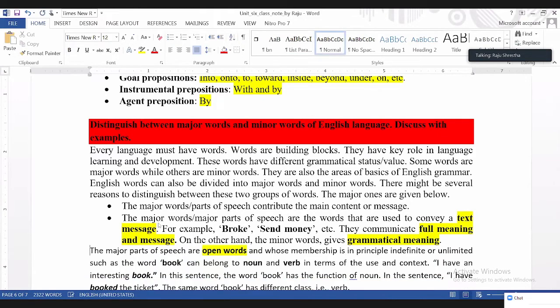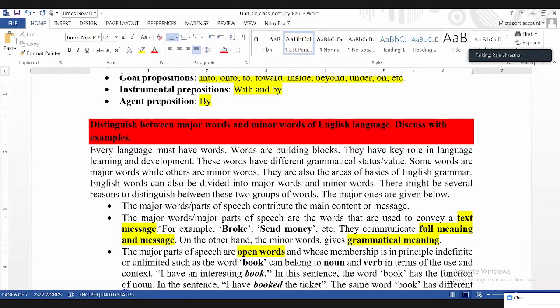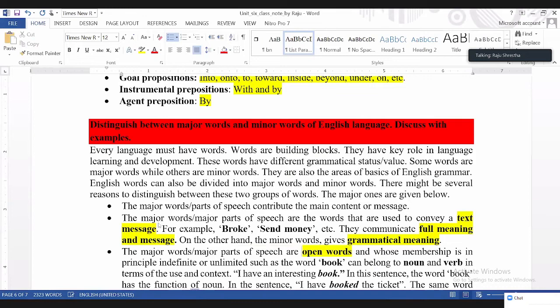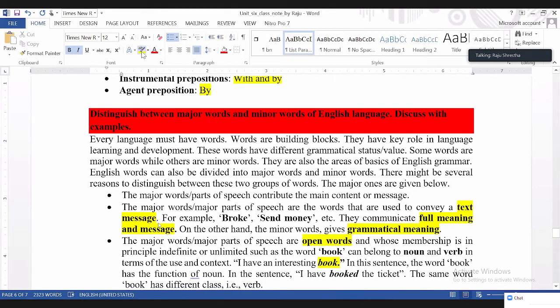So another difference they have: major words or major parts of speech are open words whose membership is in principle indefinite or unlimited, such as book can belong to noun and verb in terms of how we use it in context. I have an interesting book. Now here it is a noun group. I have booked the ticket. Here book is now a verb.